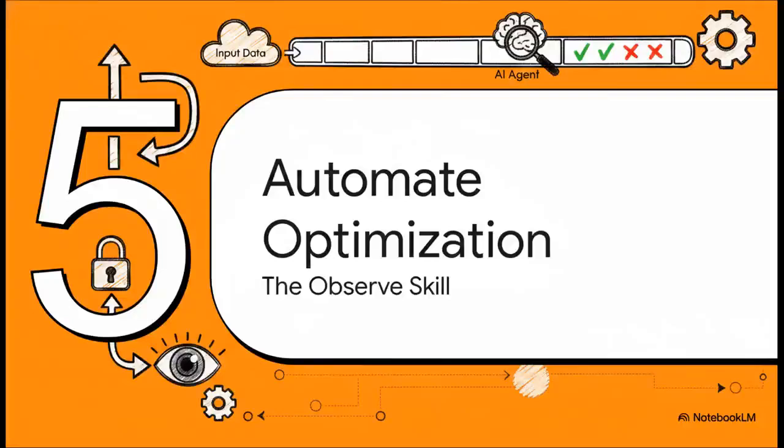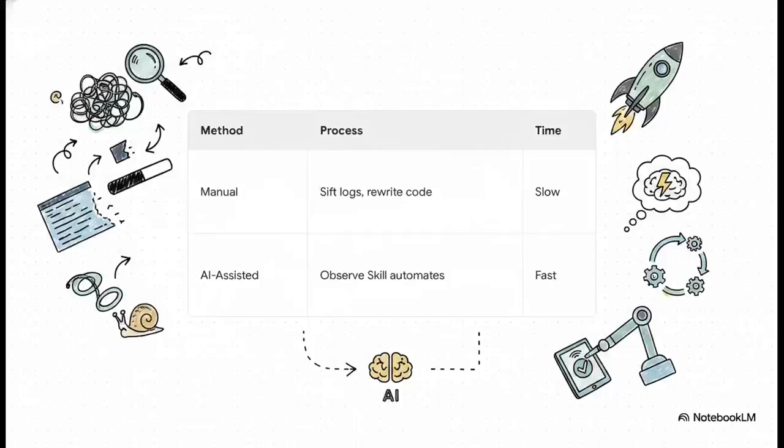Let's bring it all together in Section 5, automating the optimization loop. Traditionally, finding these deep vulnerabilities and actively fixing them meant forcing your engineering team to manually write complex KQL queries, that's Kusto query language, just to dig out the data. It meant sifting through massive, unreadable log files by hand, tweaking code in your SDK, and running clunky batch evaluations. It's an incredibly slow, painful bottleneck.